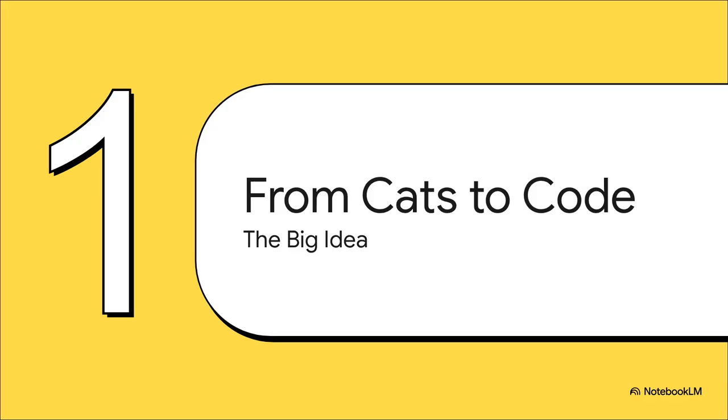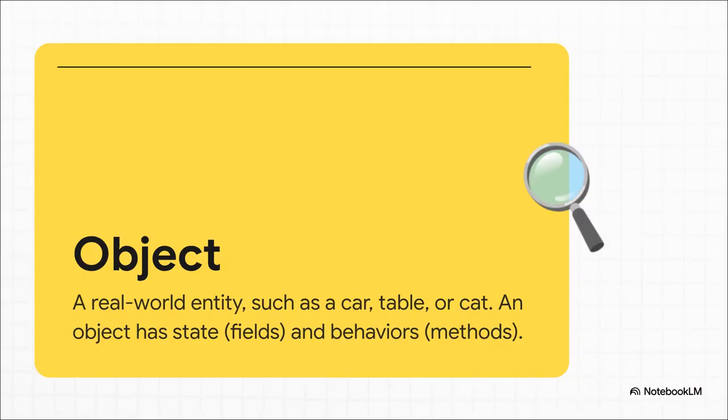Okay, so let's get right into it. The whole reason object-oriented programming, or OOP as you'll hear it called, even exists is to help us build software that mirrors the real world. It's all about modeling the things we can actually see and touch every day. So, in the programming world, an object is exactly what it sounds like. It's a self-contained little package that represents something, anything really.